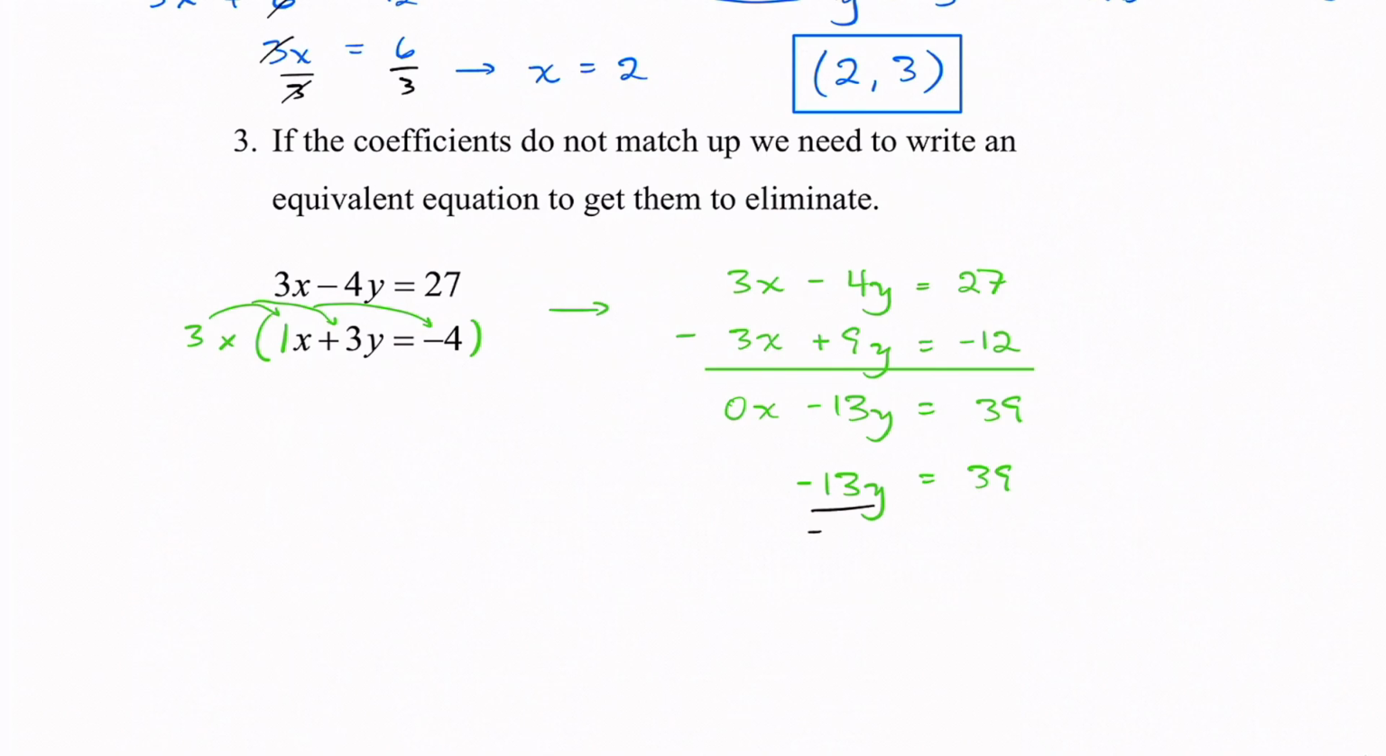And then we can divide on both sides by negative 13 to get those negative 13's to cancel up front. So what we have left over is y equals, and then 39 divided by negative 13, it's going to be negative, and 39 divided by 13 is 3.